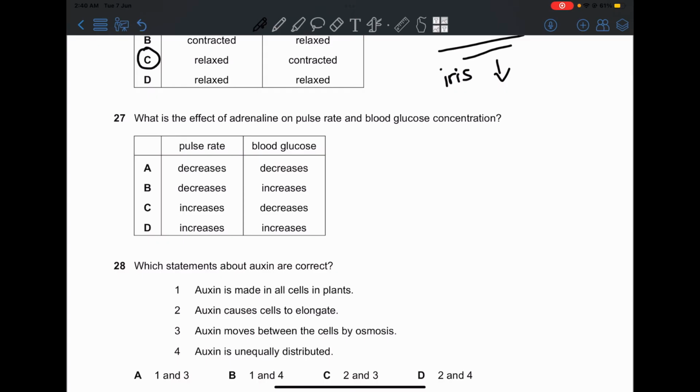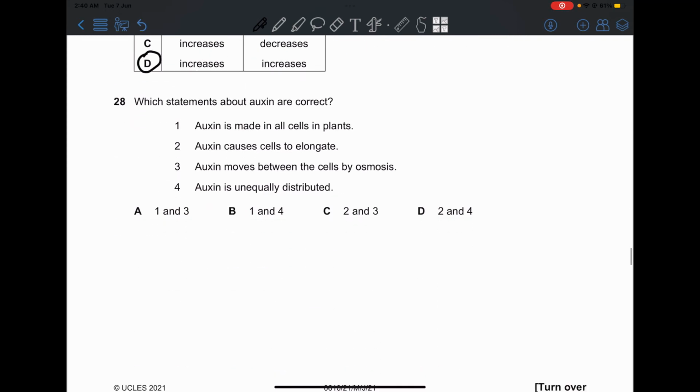27. What is the effect of adrenaline on pulse rate and blood glucose concentration? Now we know that adrenaline will actually increase the pulse rate and the blood glucose concentration. So both of them will increase. So our answer will be D.